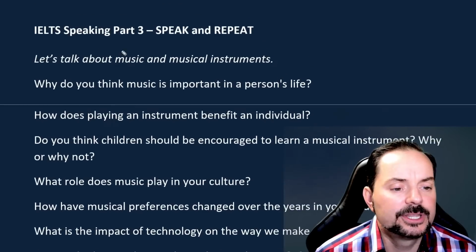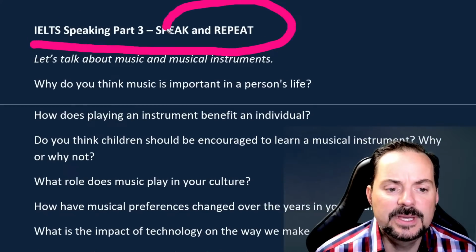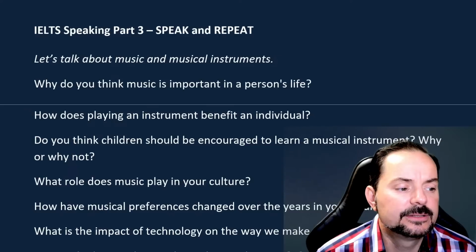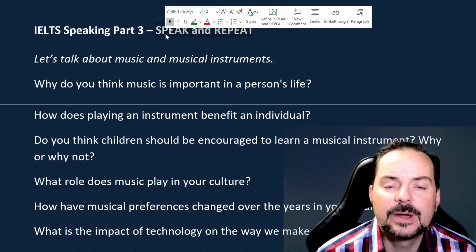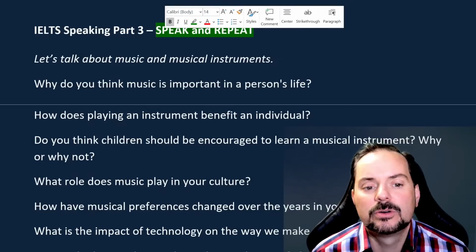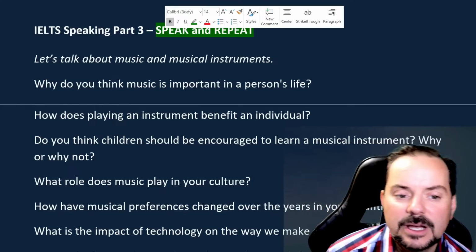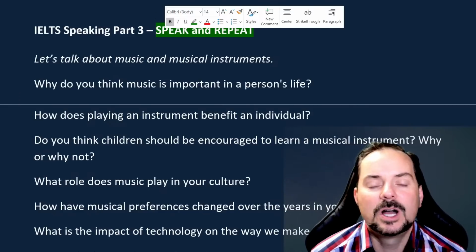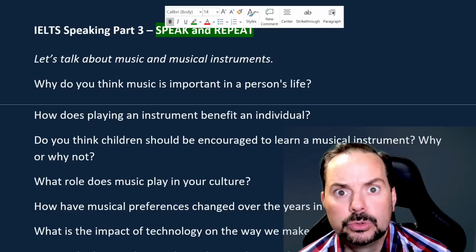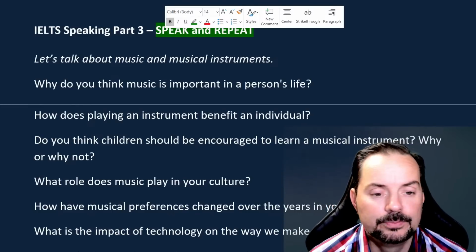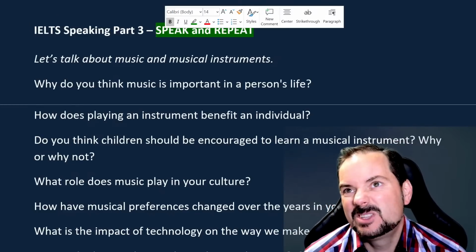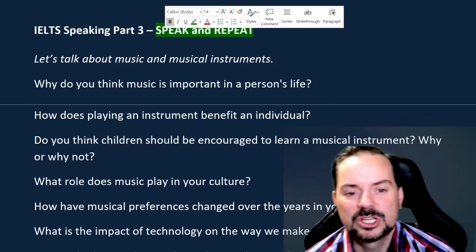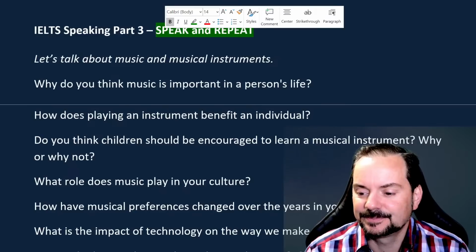IELTS speaking part 3. Speak and repeat. Copy what I say, copy how I say it, everybody. Okay. I speak with a West Coast North American accent. So if you like Hollywood movies, if you speak to people from California, British Columbia, Oregon, Washington, Alaska, Yukon, it's true. We all speak English more or less with the same kind of crisp, clear accent.